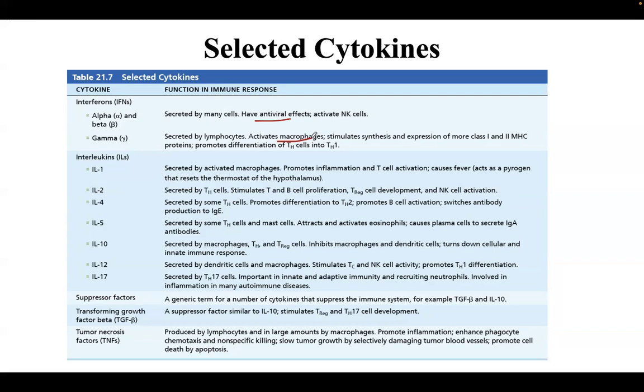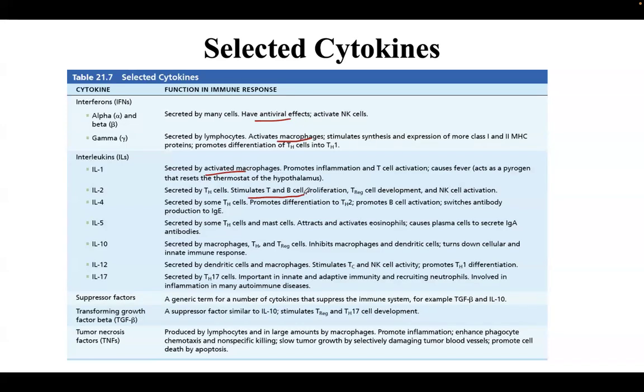Interleukin 1 is secreted by the activated macrophages, and it also helps in T cell activation. Why? Because in turn, it helps the T cell to produce interleukin 2. Interleukin 2 stimulates T and B cell proliferation. Okay, T and B cell proliferation. So all these interleukins are involved in some kind of function.